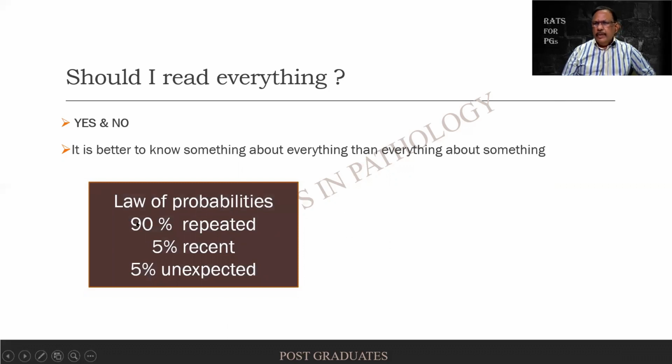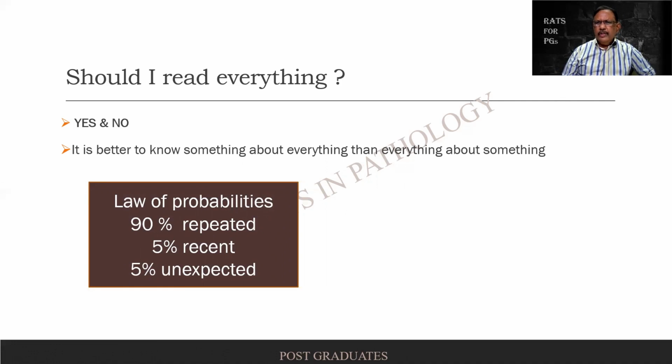And always there is a probability. Whenever there is something that is hurting, there will be something that is encouraging also. This is my understanding: 90% of the questions will be repeated, 5% might be from the recent techniques, advances, or developments, and 5% may be totally illogical, unexpected, or out of context. So 90% is repeated. Always this 10% is supposed to differentiate the varying students.